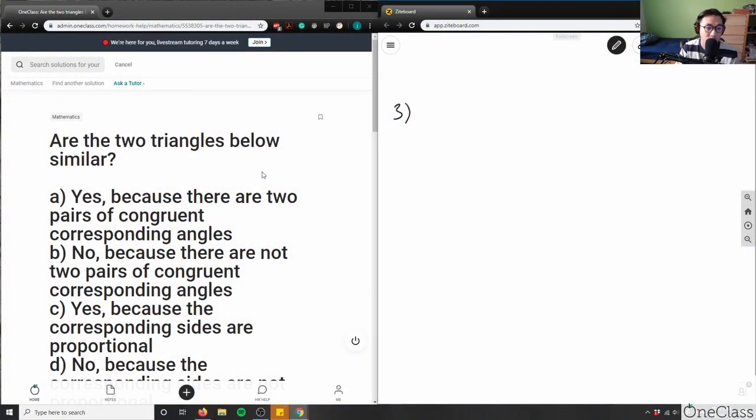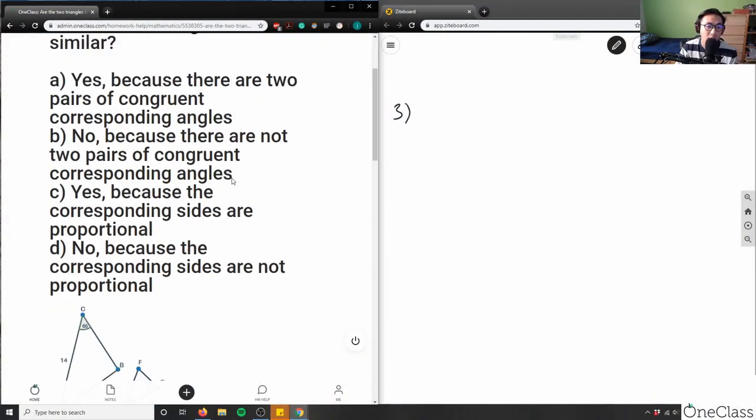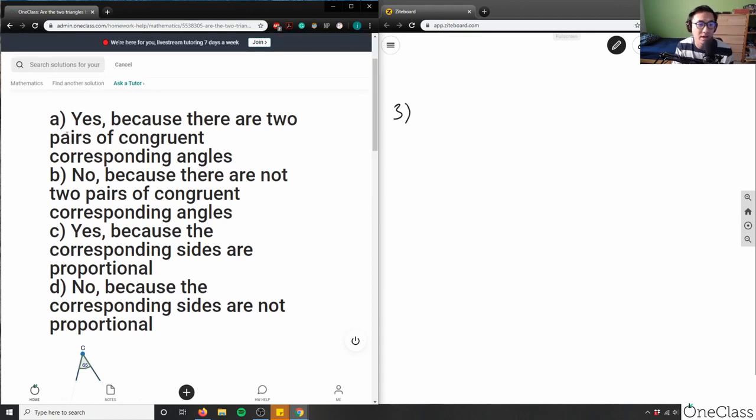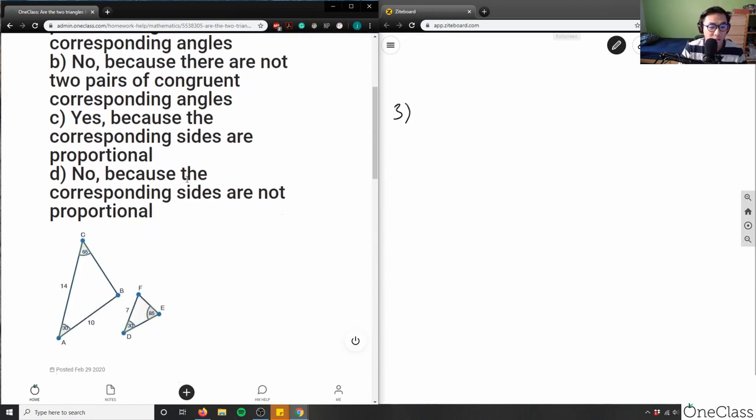So it says, are the two triangles below similar? And then it says here, it's multiple choice, right? There's A, yes, because there are two pairs of congruent corresponding angles. B is no, because there are not two pairs of congruent corresponding angles. C, yes, because corresponding sides are proportional. D, no, because the corresponding sides are not proportional.